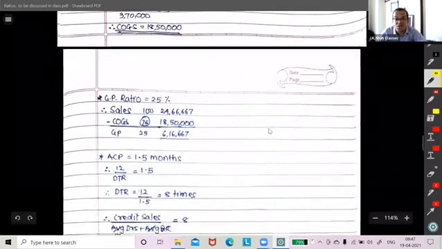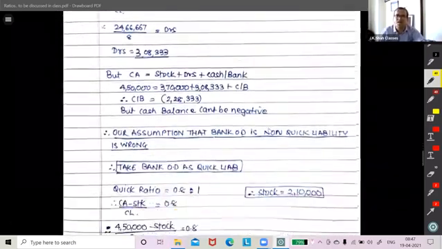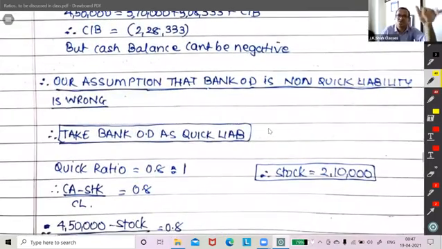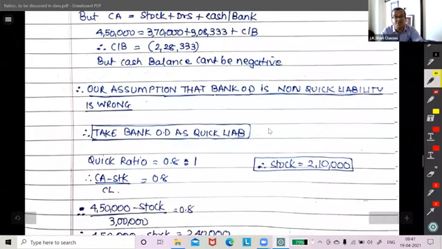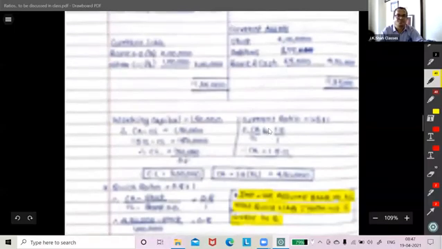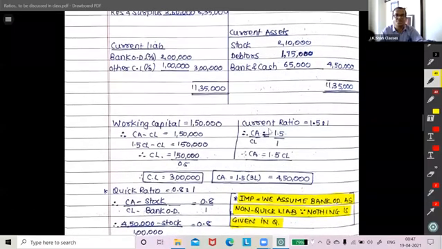So in this question, cash bank cannot be negative. So the most important part, guys, our assumption that bank OD is a non-quick liability is wrong. It doesn't match. So we take the bank OD as a quick liability. So from where will the change come? See, the change will come from here. You will have to calculate again from here.